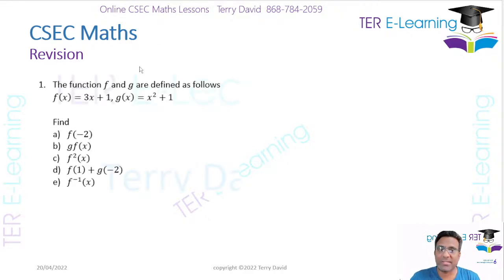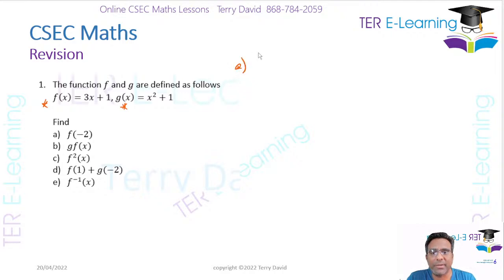All right, so let's take a look at this question here. We have two functions, f and g. f of x is equal to 3x plus 1, and g of x is x squared plus 1. And we want to work out, let's start with part A.